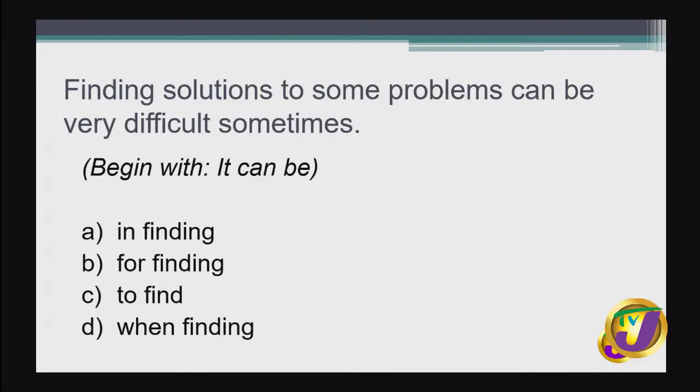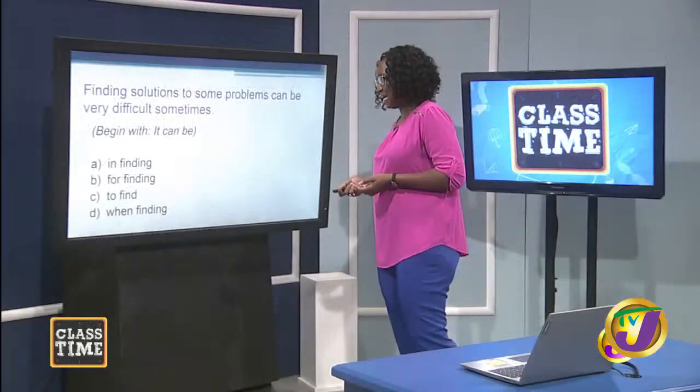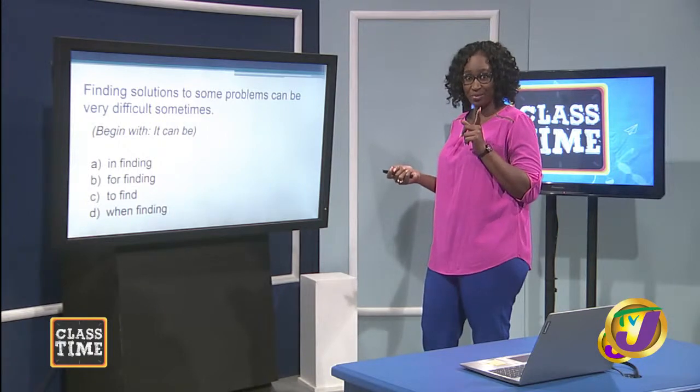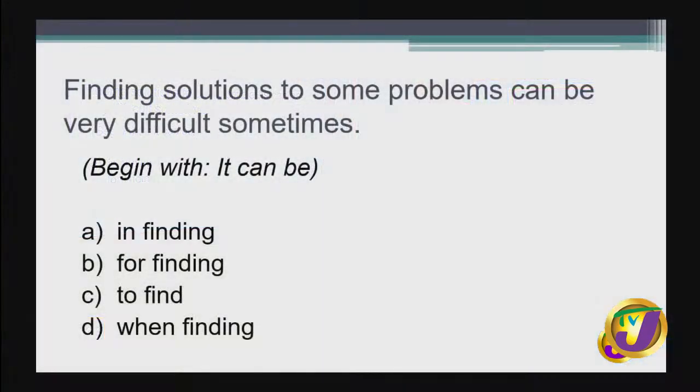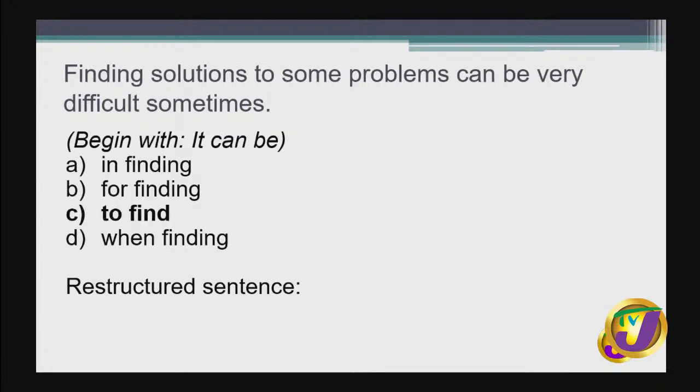Found your answer? Have you found your answer? Ready to clap? Because like I said, we're finished with the crying. So there are your options. In finding, for finding, to find, and when finding. And your answer should have been C, to find. All right. So when you use "to find," your new sentence will look like this. It can be very difficult sometimes to find solutions to some problems.